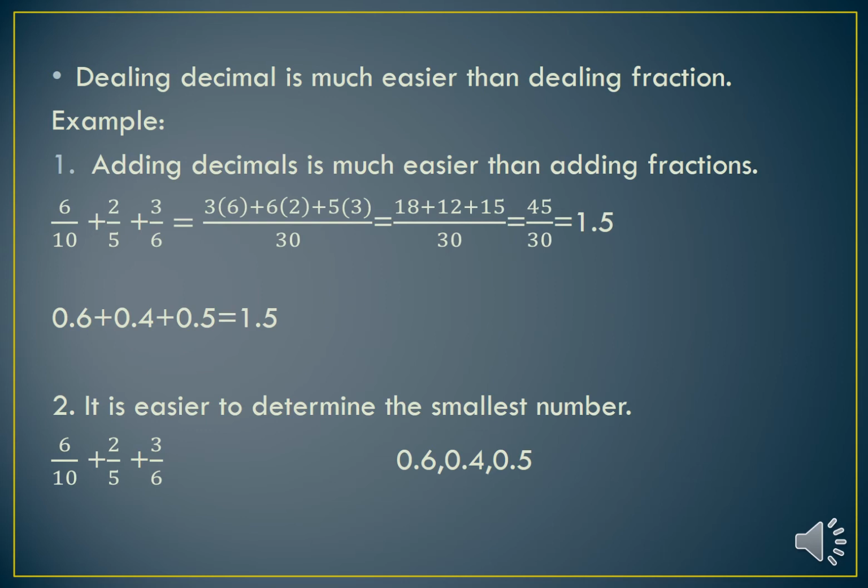And then example number 2. It is also easier to determine the smallest number if it's in decimal form. So it is really easier to determine where the smallest one is.